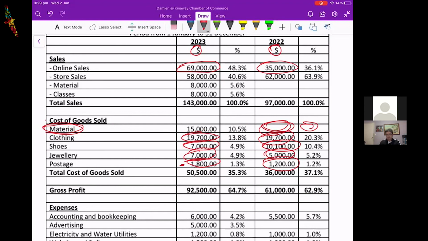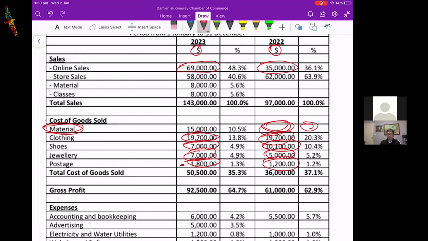Whereas jewelry, we've increased our jewelry significantly from $5,000 last year in cost to $7,000 this year. So we're selling a lot more jewelry. Now, jewelry by its nature is a lot smaller and a lot easier when it comes to postage to sell. We could potentially be getting a good price for jewelry. So that's one of the reasons why we see postage has potentially gone up. We might be selling more jewelry online. That might be the reason why.